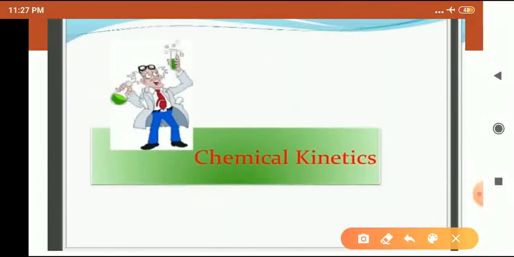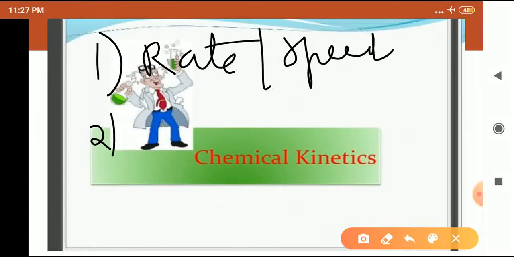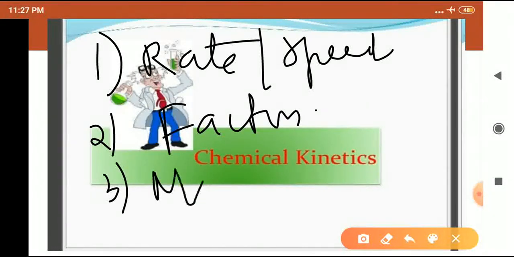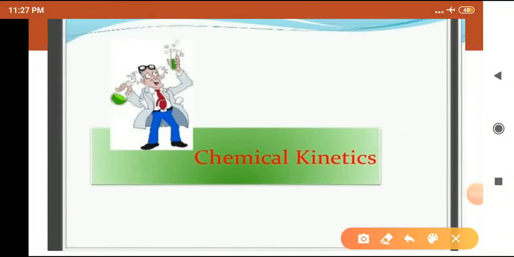Today our main focus will be on rate of the reaction. Chemical kinetics is that branch of chemistry which deals with the study of rate of the reaction or speed of the reaction. Number second, factors on which rate of the reaction depends. Number third, mechanism of the reaction.